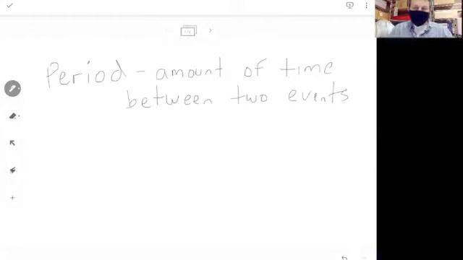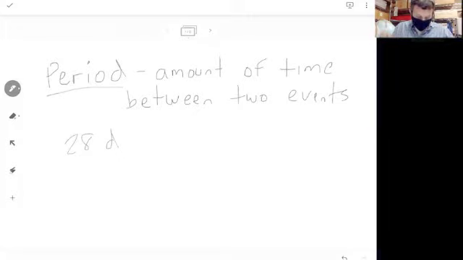So we're here to talk about period and frequency. To start off, period is just the amount of time between two events. So if something is happening over and over again, the period is the amount of time between those. An example is a full moon. The period is every 28 days. Every 28 days, you see a new full moon.